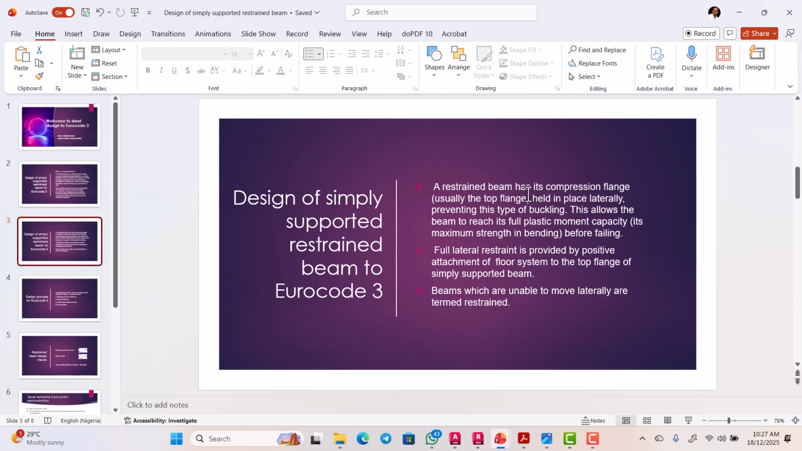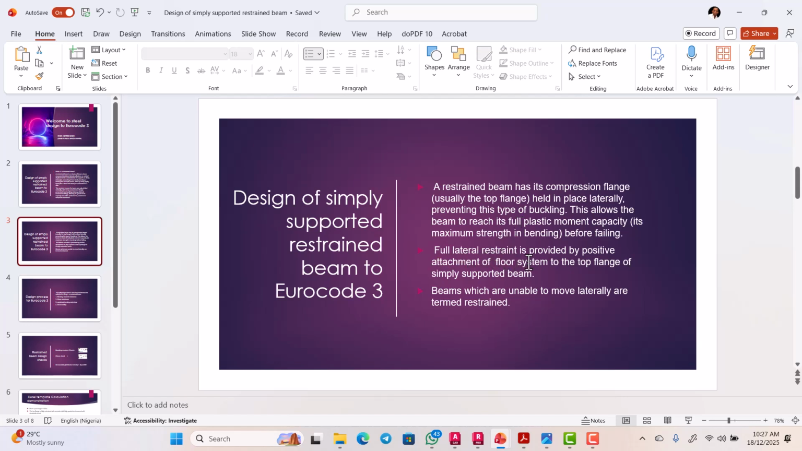So a restraint beam has its compression flange, usually the top flange, held in place laterally, preventing this type of buckling. Now, this allowed the beam to reach its full plastic moment capacity, its maximum strength in bending before failing. So the process of fixing the compression flange, the top flange, allowed the beam to reach its full plastic moment capacity.